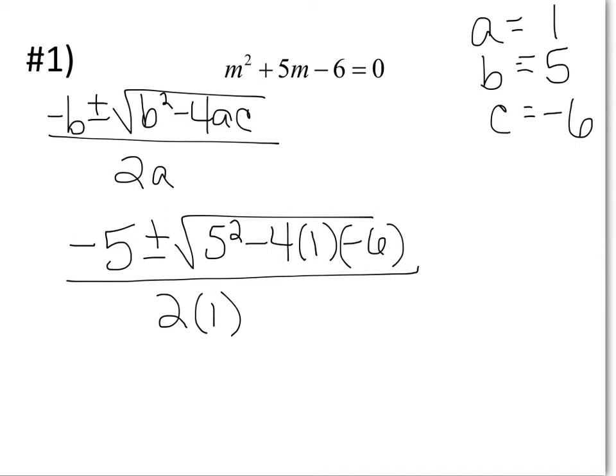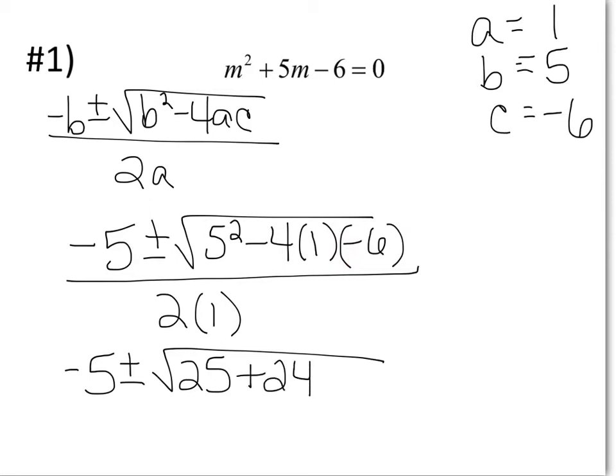Alright, so we're going to do PEMDAS here. I'm going to leave negative 5 alone, plus or minus the square root. 5 squared is 25. And then you can do this one of two ways. You can say 4 times 1 times negative 6 and then do minus that. Or you can say negative 4 times 1 times negative 6. I do negative 4 times 1 times negative 6. So negative 4 times 1 is negative 4, times negative 6 is positive 24. So then I'll say plus 24. All over 2 times 1 is just 2.